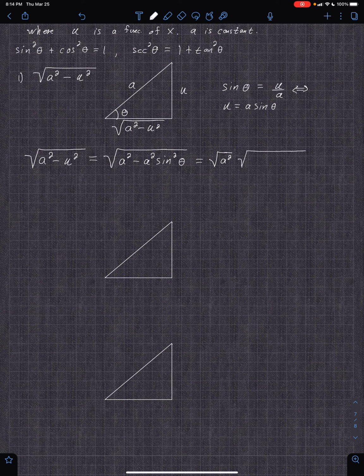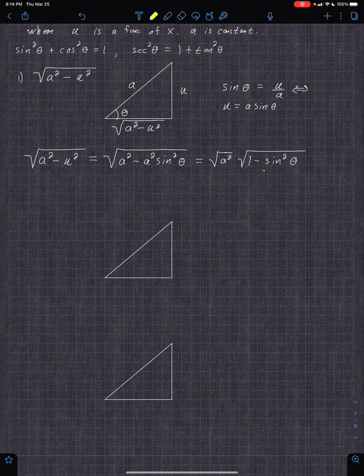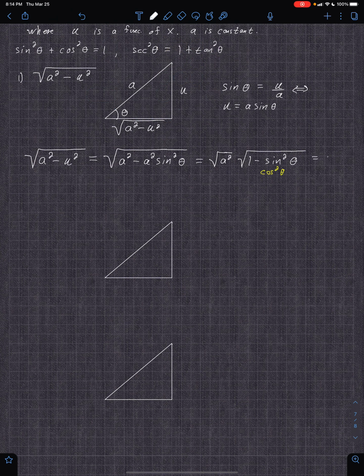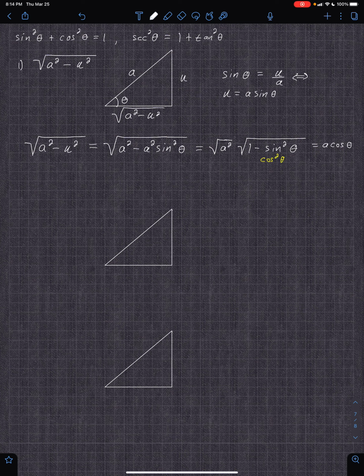And then that's the square root of 1 minus sine squared theta. So what is 1 minus sine squared theta? That is cosine squared theta. And so we get this equal to a cosine theta. So we will be able to reduce the radical down to that, and then we'll be able to do the integral more easily, I guess I should say.